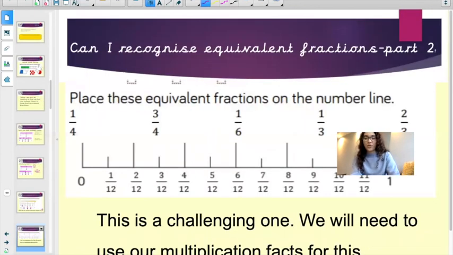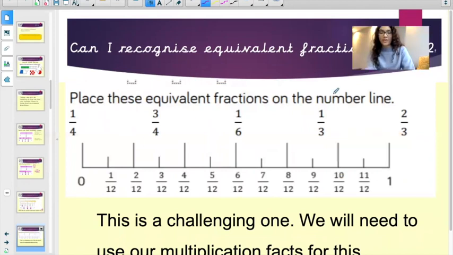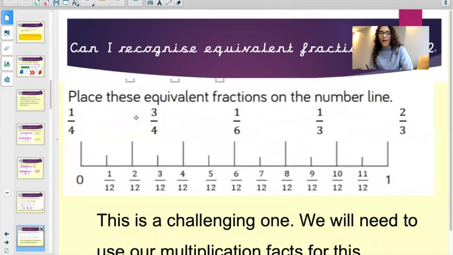Now we have to place these equivalent fractions on the number line. So it's a challenging one. We will need to use our multiplication facts for this, but where would you put 1/4, 3/4, a 1/6, a 1/3, and 2/3? Have a go at doing this at home and in the classroom. Now here is a trick that I like to do that maybe will work for you. Have a little think about it. If another method works for you, that's completely fine. This is something I do.